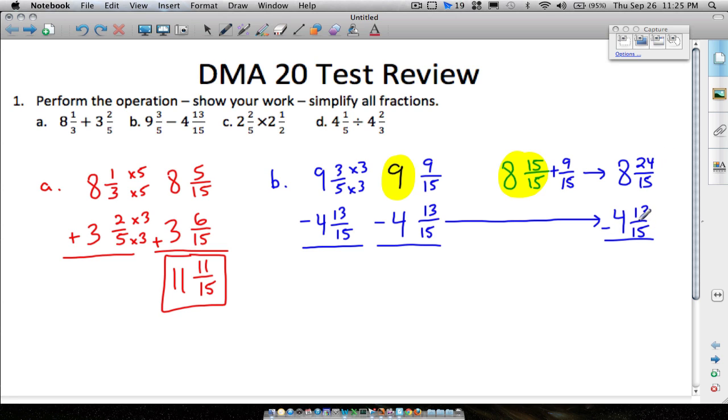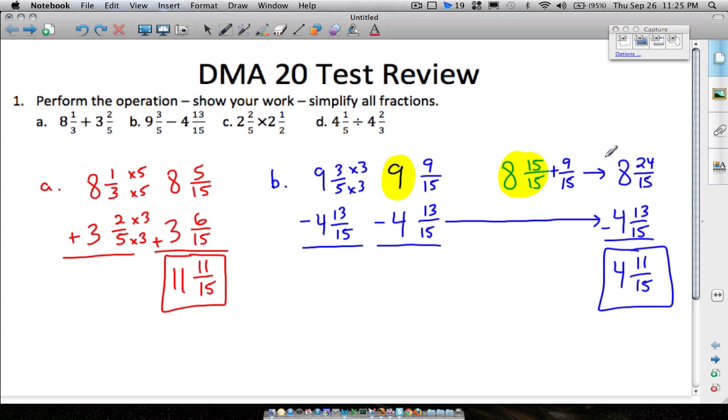We can take 24 minus 13. 24 minus 13, that gives you 11. We'll leave our 15 alone, and 8 minus 4 gives you 4. So we have 4 11/15. Kind of ironic we got the 11/15 again.